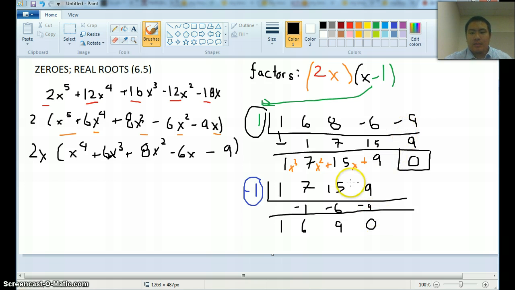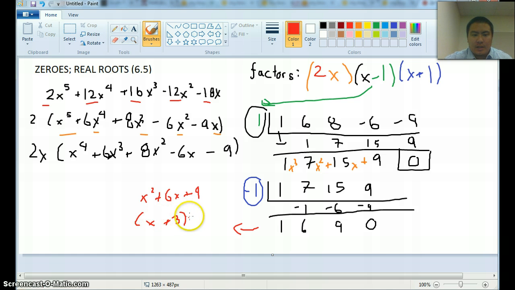Okay, so that's giving me another factor, x plus 1. And I know what this is going to leave me with. This leaves me with x squared plus 6x plus 9. And I know I can break this apart into x plus 3 and x plus 3.